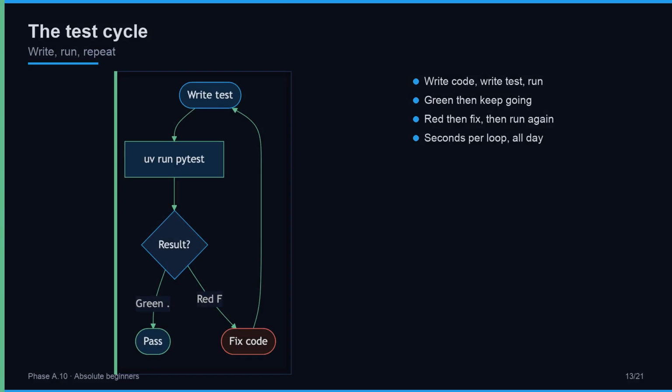Here is the rhythm of working with tests. You write a small piece of code. You write a test that proves it works. You run pytest. If green, you move on. If red, you read the failure, fix the code, and run again. The whole loop takes seconds.